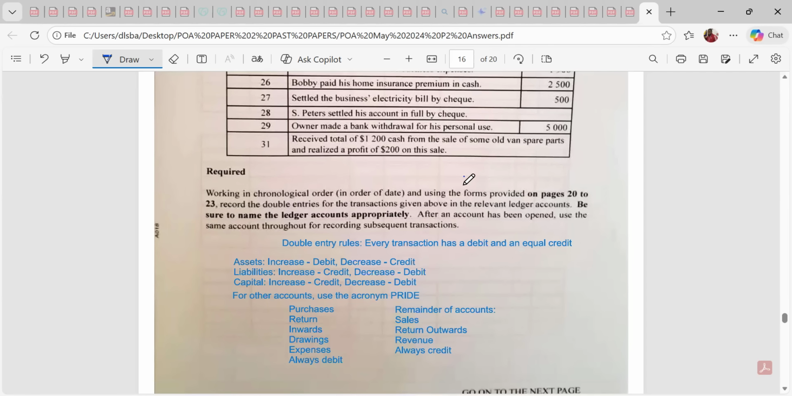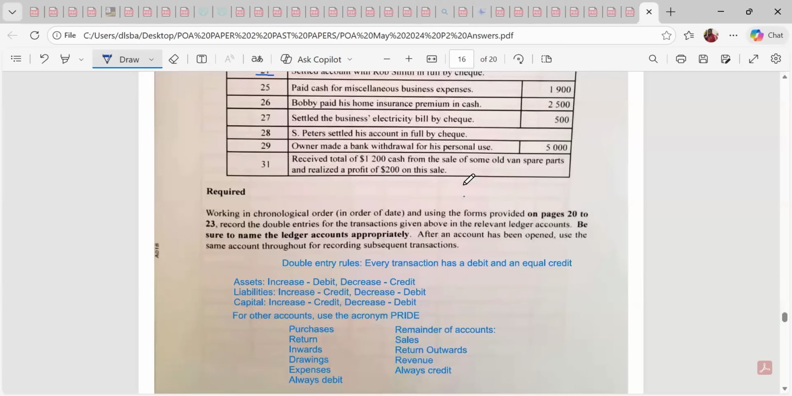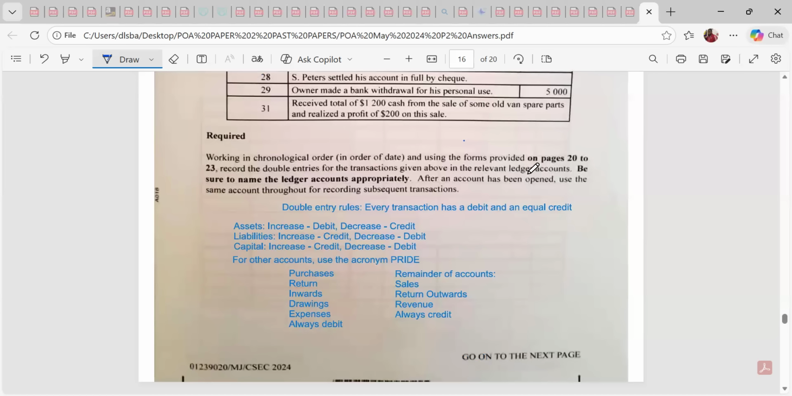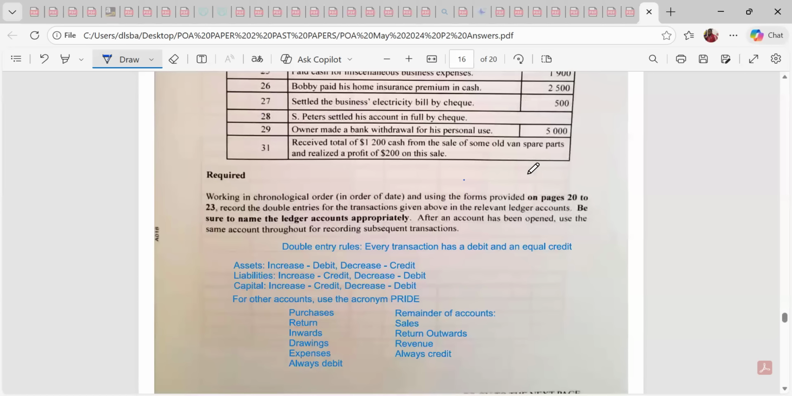What else? Owner made a bank withdrawal for personal use. Received a total of 1,200 cash from the sale of some old van spare parts and realized a profit of $200 on it.